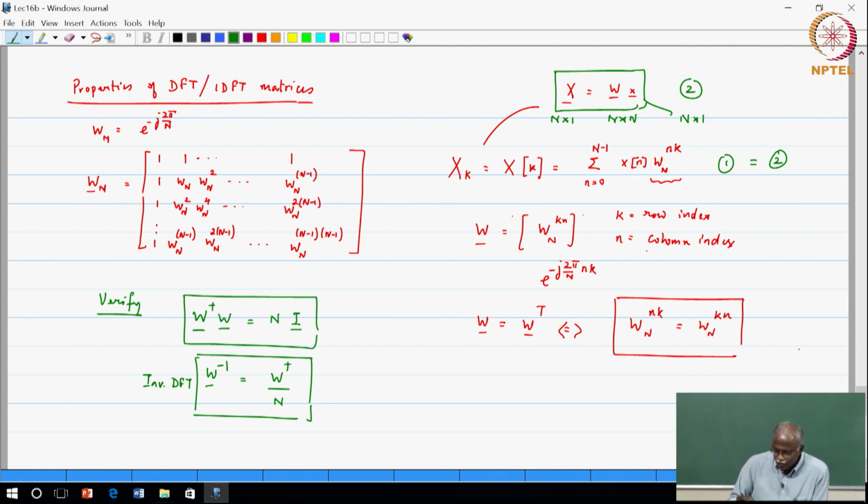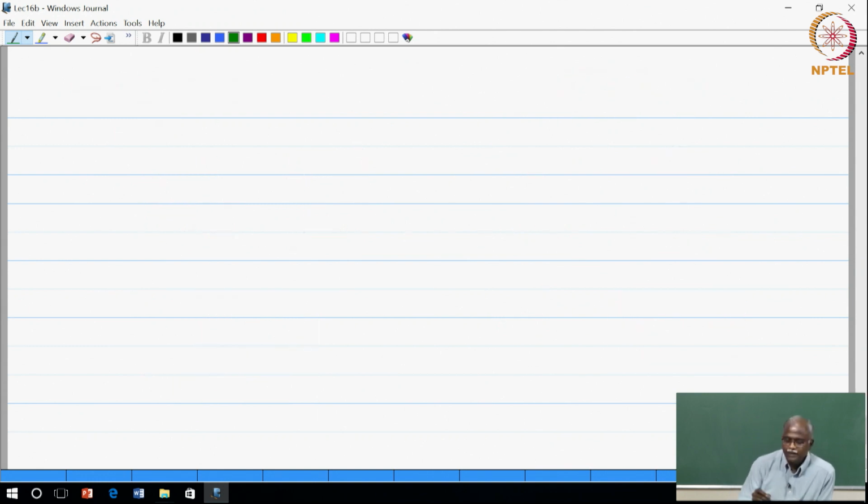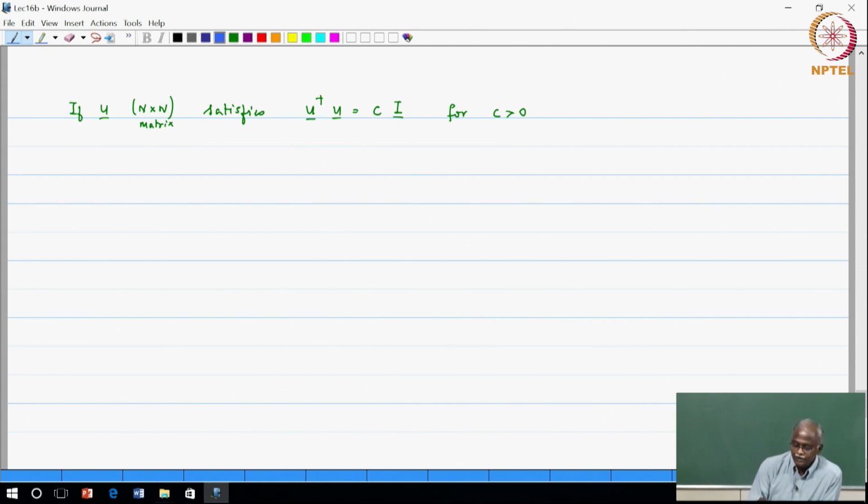Now, once you study these properties, you can just note down the following observation: if any n by n square matrix satisfies the following condition, which is U dagger U is equal to a constant times the identity matrix, for some scale factor C greater than 0, then U is said to be unitary.